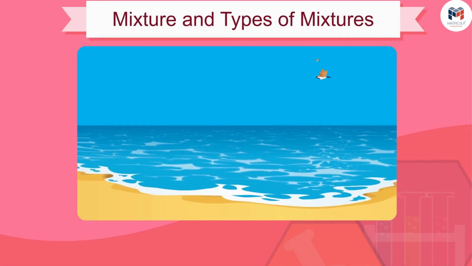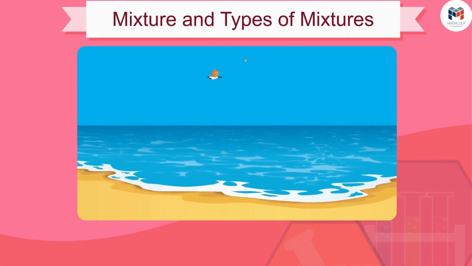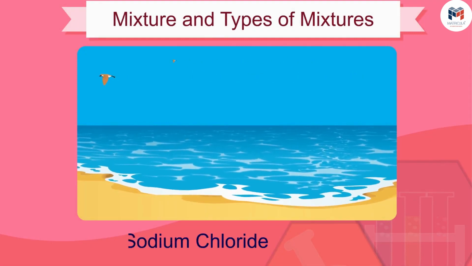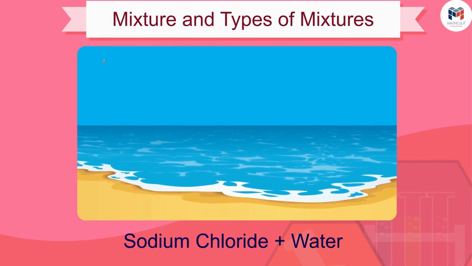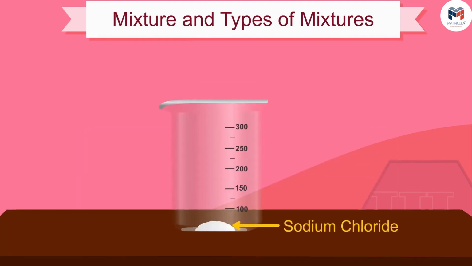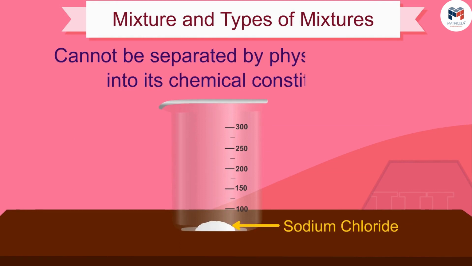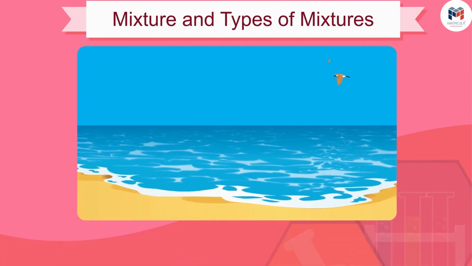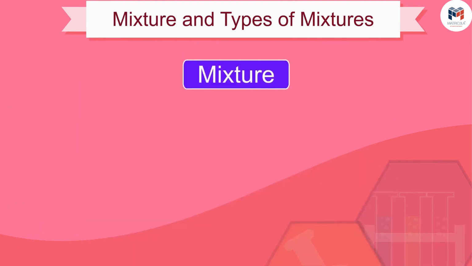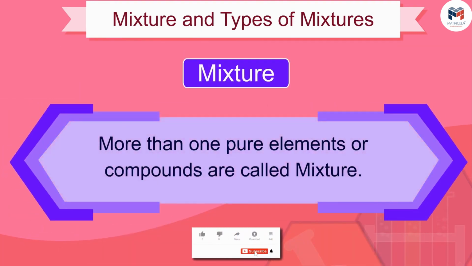Therefore, we can say that seawater consists of sodium chloride and water. However, sodium chloride is itself a substance and cannot be separated by physical process into its chemical constituents. Substances like seawater, which consist of more than one pure elements or compounds, are called mixture.